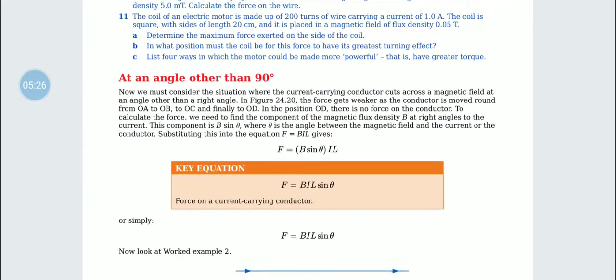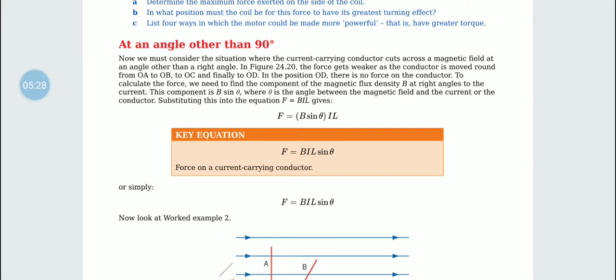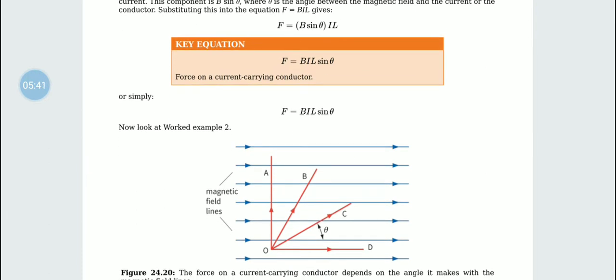Right. Now moving on to the other one. So now that was when it is placed at 90 degrees. Now we are dealing with any other angle other than 90 degrees. So here you can see in this setup, we have placed it at other angles from A, B, C to D, right? At D, when it is placed, it does not cut the magnetic field at all, right? But in other situations, they cut the magnetic field.